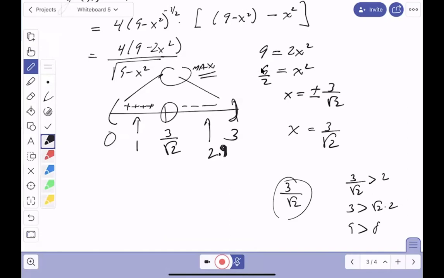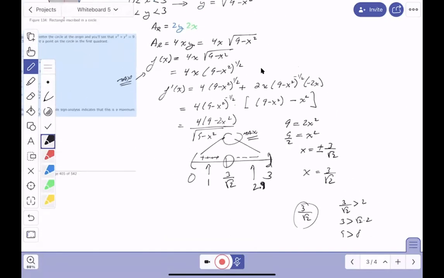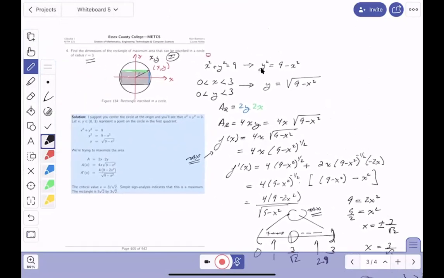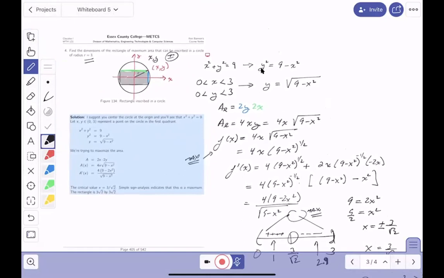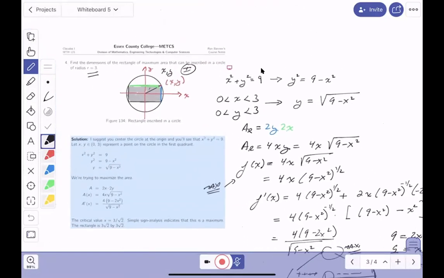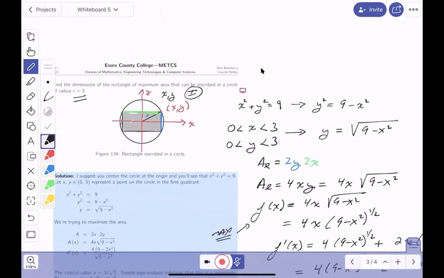All right. With all that thinking, I forgot what the question was. Let's go back to it. Let's see what the question was. They said, find the dimensions of the rectangle of maximum area. Well, I just maximized the function, and it maximized when the x was 3 over root 2. So the x is 3 over root 2. That's what the x was.